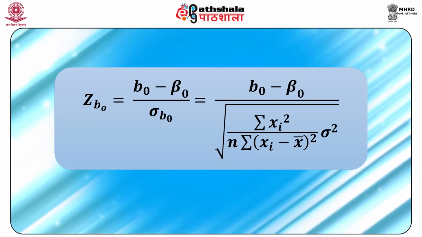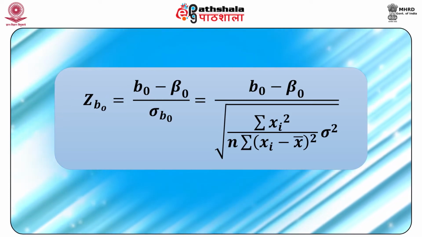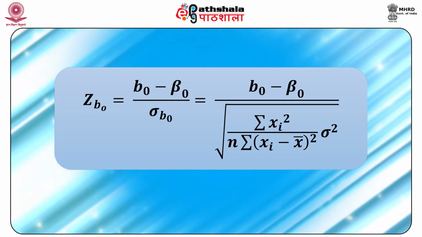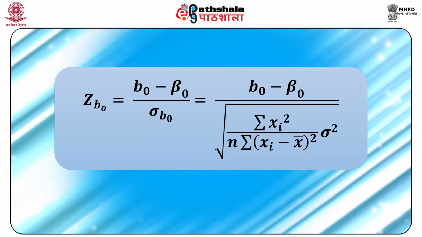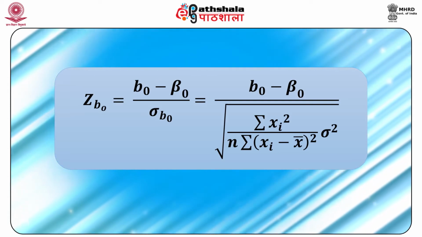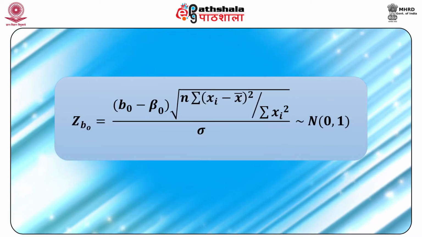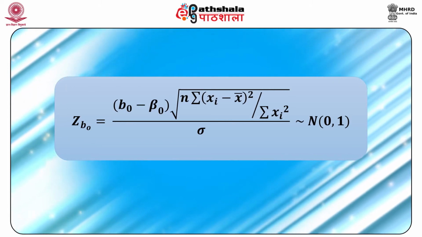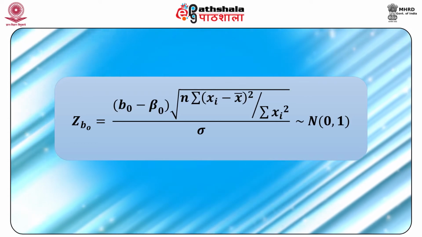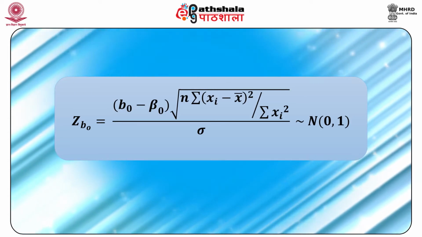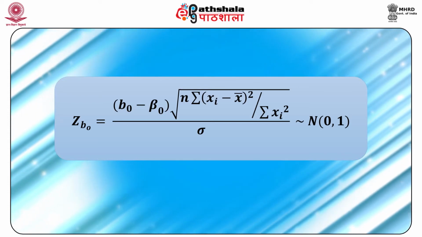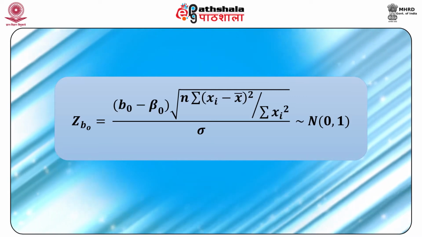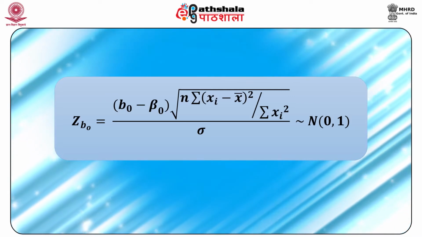which comes out to be equal to b0 minus beta 0 upon the square root of sigma xi square upon n sigma xi minus x bar square into sigma square. And this is equal to zb0 equal to b0 minus beta 0 into under root of n sigma xi minus x bar square divided by sigma xi square, and the whole divided by sigma. This is distributed normally with mean 0 and variance 1.